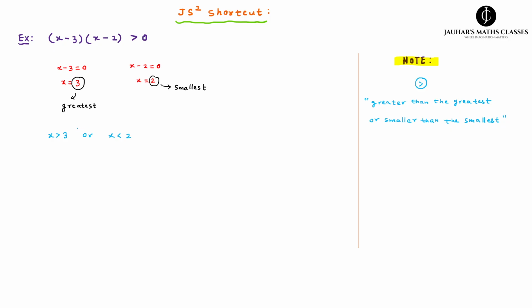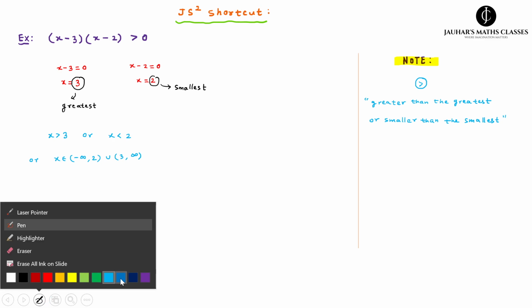Understand now? They are asking to find those x for which this expression is positive. So either you consider x greater than 3, or you consider x lesser than 2. Now this expression will be positive, my dear. Or you can write the answer in this way also, no problem: x belongs to minus infinity to 2 union 3 to infinity. So in this way, very quickly you can write the answer, my dear.